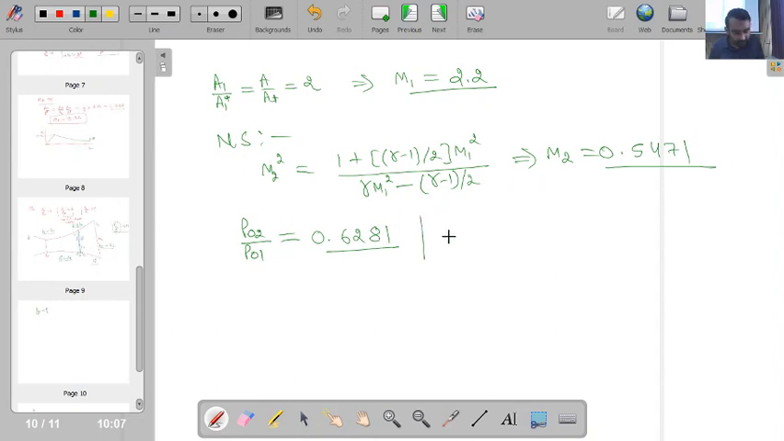Now if I use this value M2 equal to 0.5471, which is on the downstream of the shock wave, and apply the area Mach number relation, I can calculate the value of A2 by A2 star. From here the value of A2 by A2 star comes out to be 1.27. Is this point clear? A2 by A2 star is coming out to be 1.27.